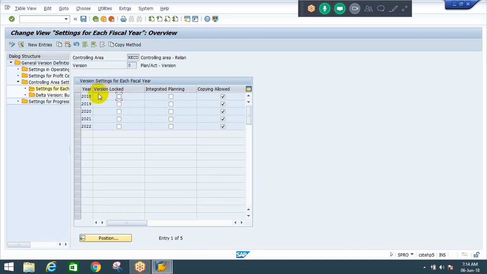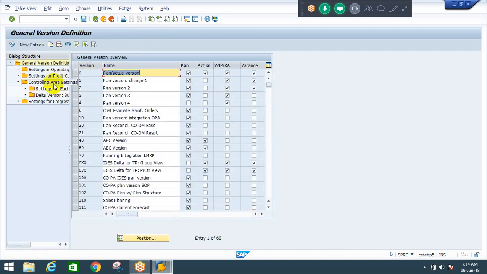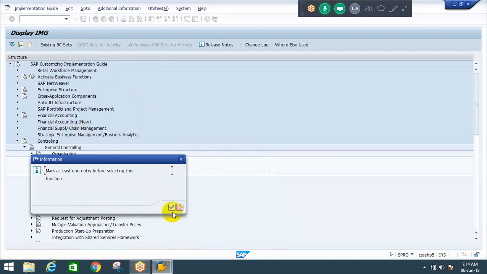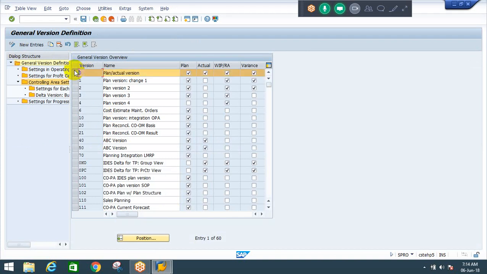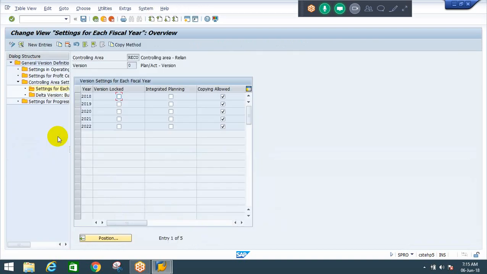Okay, it will ask you from what date, from which year you want to activate this version. For example, once you click on settings for each fiscal year, it will ask you the controlling area, and it will ask you from which year you want to activate this.